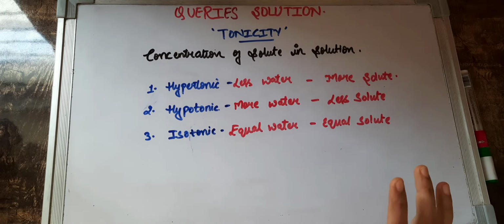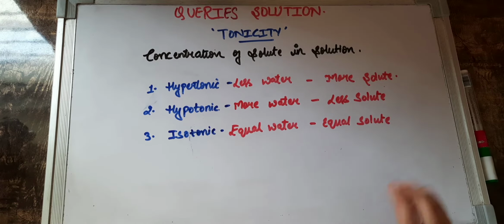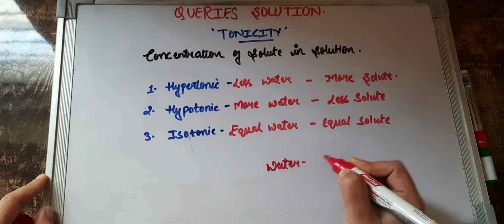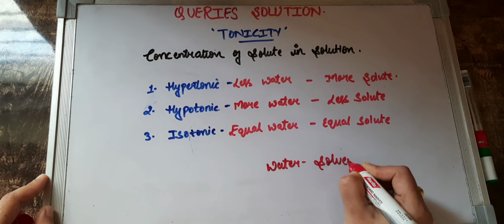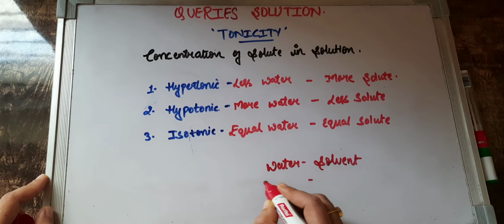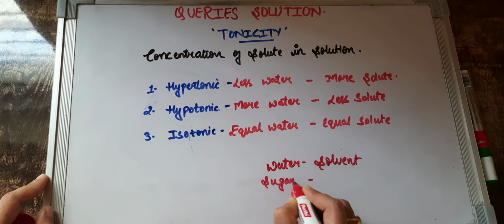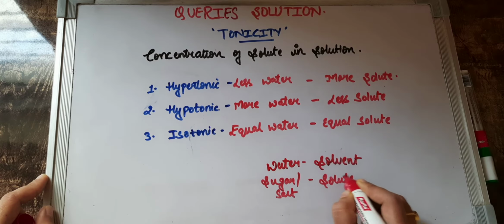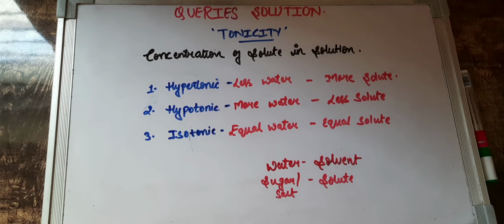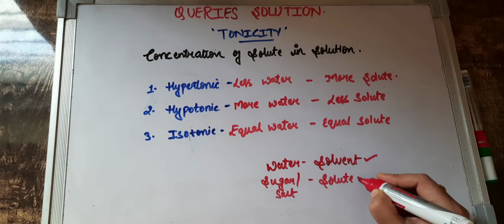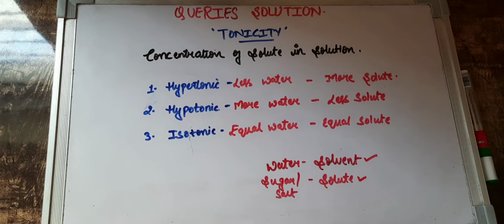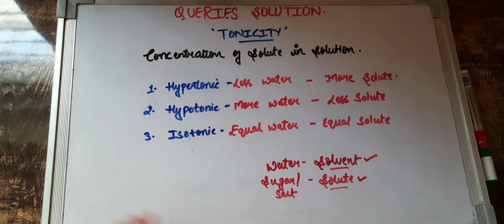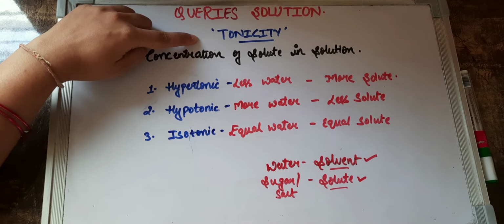So in the sugar solution or in the salt solution, the water that you are adding is acting as what? Water in these solutions, children, is acting as a solvent, right? And if I am adding sugar or salt, what are these two acting as? They are acting as the solute. So if I am saying sugar solution, it has a solvent and it has a solute. Similarly, if I am talking about salt solution, it will also have a solute and its own solvent.